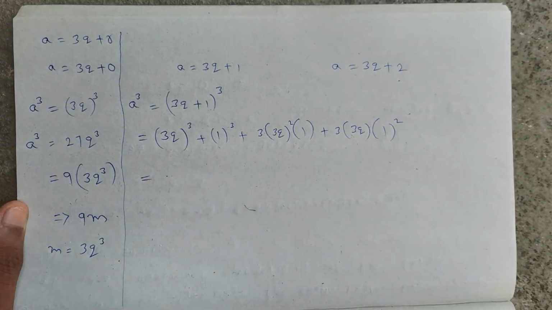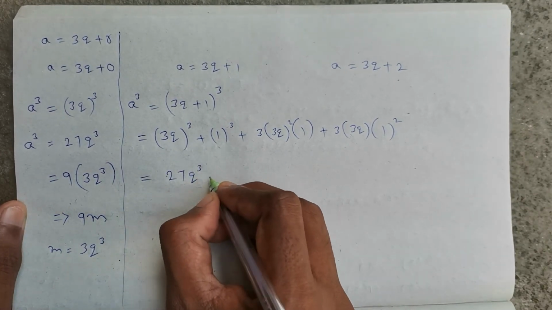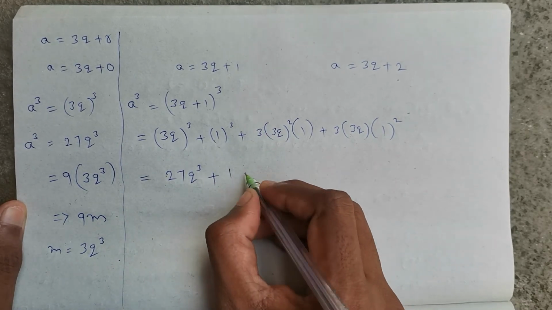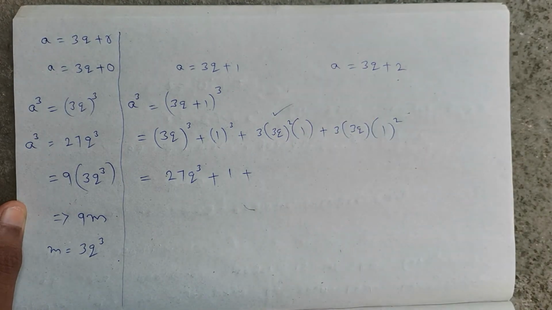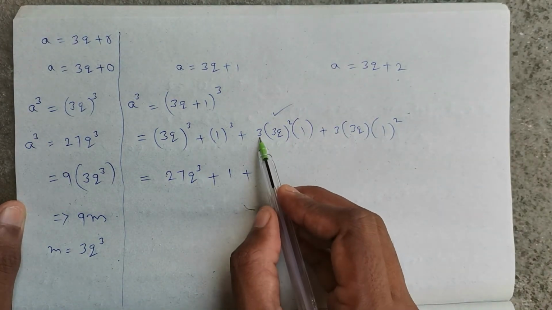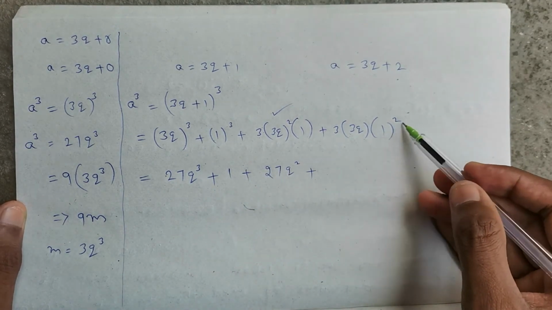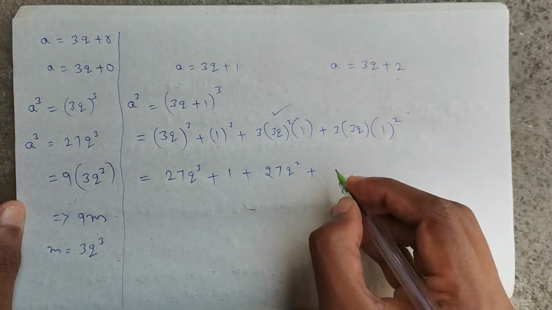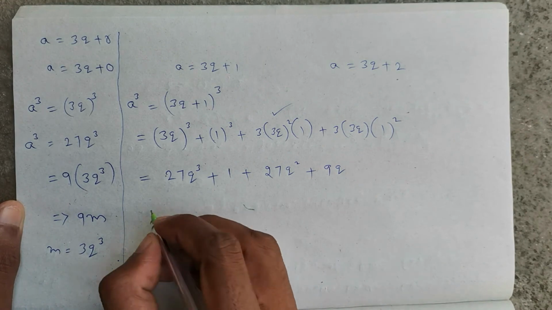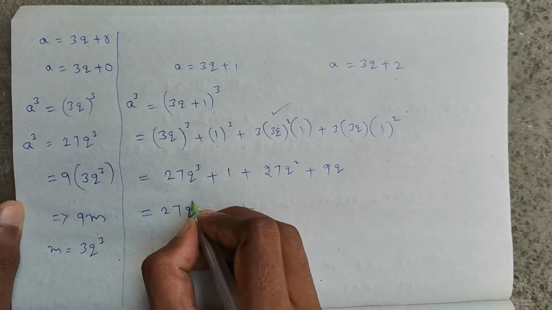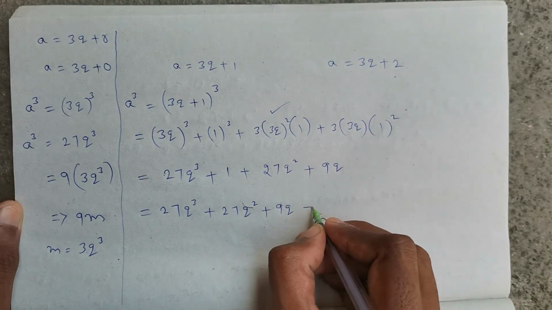If we solve it, it equals 3q whole power 3, 27q cube, plus 1 cube, 1, plus, first I am solving the square, 3q whole square is 9q square into 3, 27q square, plus 1 square 1, 1 into 3 is 3, 3 3s are 9, 9q. Now this 1 I will keep at the last, so we get 27q cube plus 27q square plus 9q plus 1.